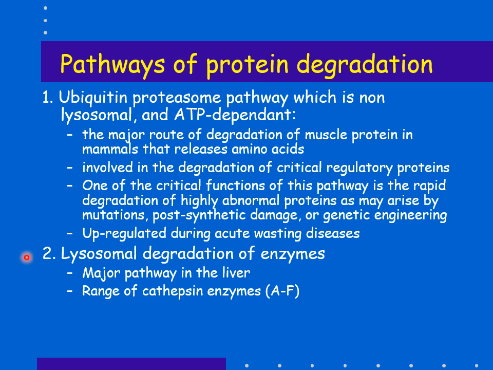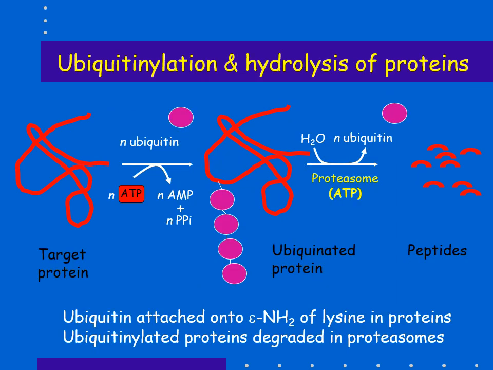The second pathway for protein degradation is the lysosomal pathway. This is the major pathway for protein degradation in the liver, and it involves a range of cathepsin enzymes within the lysosomes.